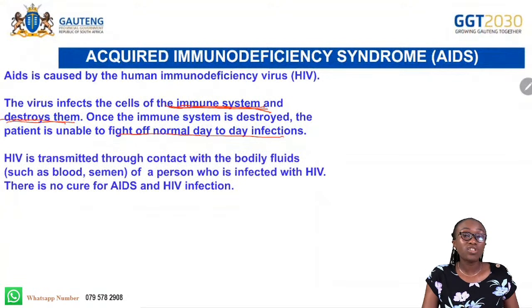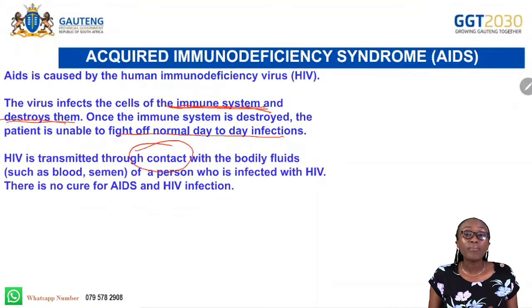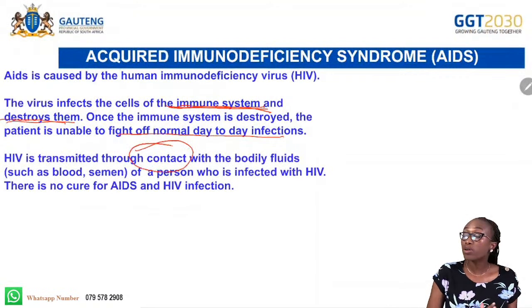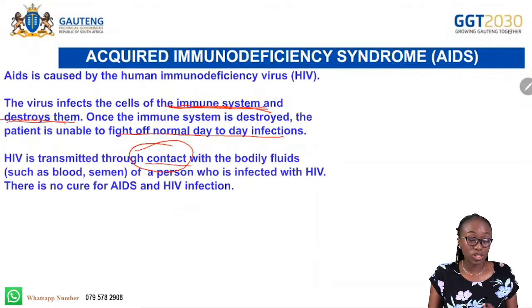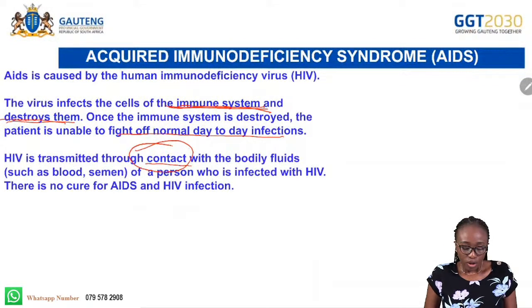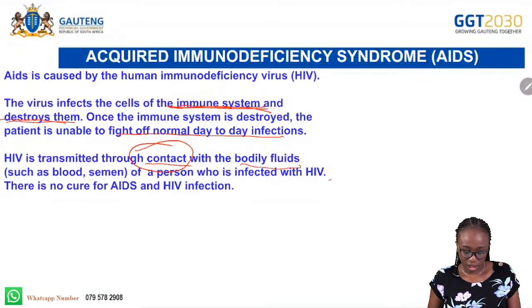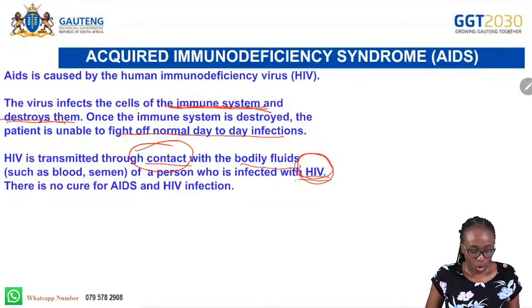Right, so HIV is transmitted through contact. Remember when we were learning about how diseases are passed on from person to person. So it is contact, which is person to person contact. Contact how? Through bodily fluids such as blood or semen. So a person becomes infected with HIV through contact with an infected person.